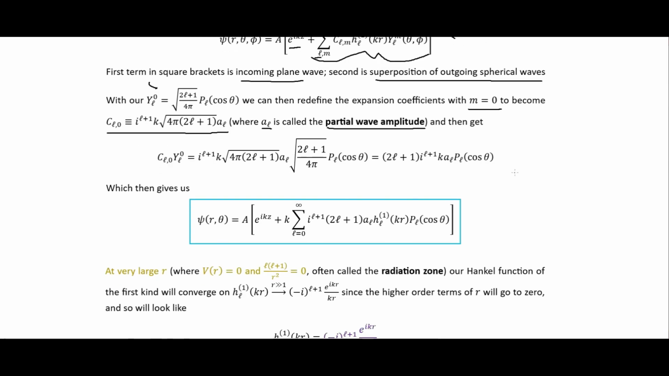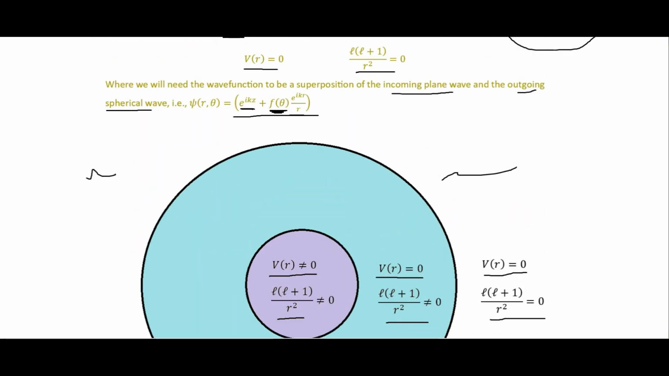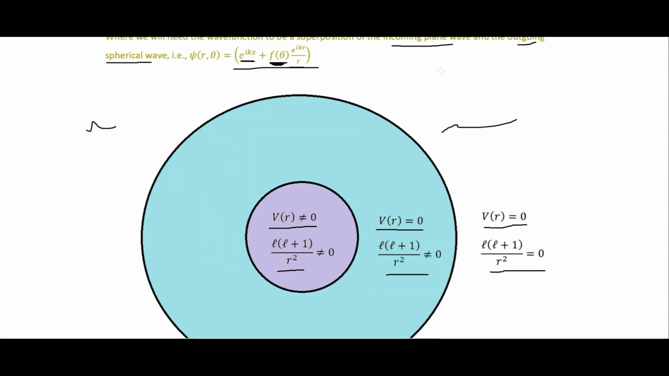And so after doing some math, we end up getting to this that I have here in the blue, which, remember, is the wave function for the intermediate zone of that potential, where we can say that our potential is roughly 0, but our centrifugal term is not 0. All right, so we can look at very large r's. So again, looking up here, the blue zone is our intermediate region.